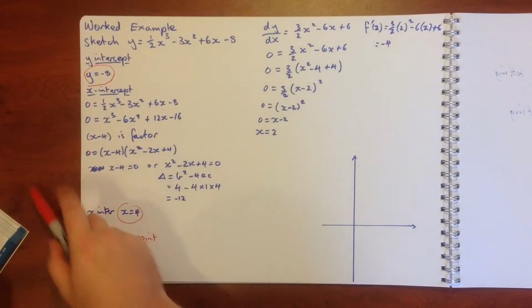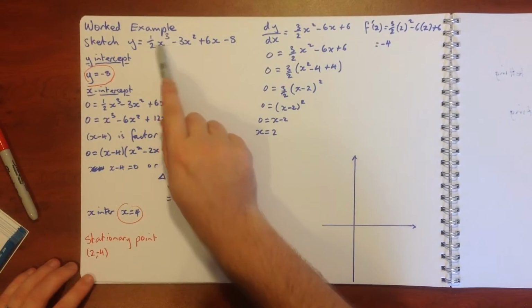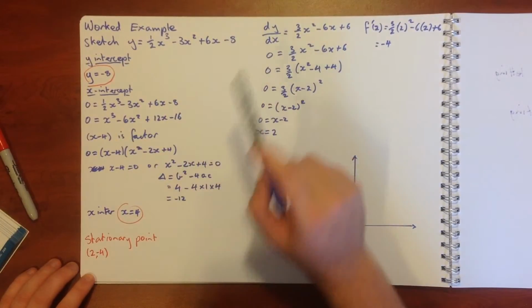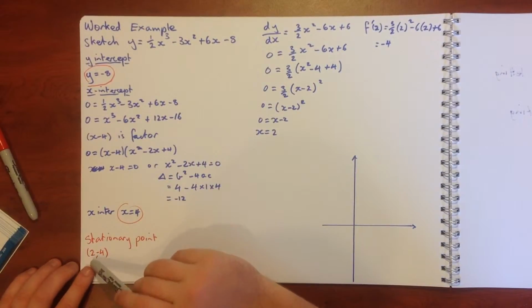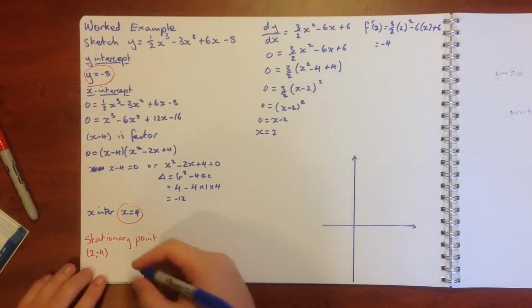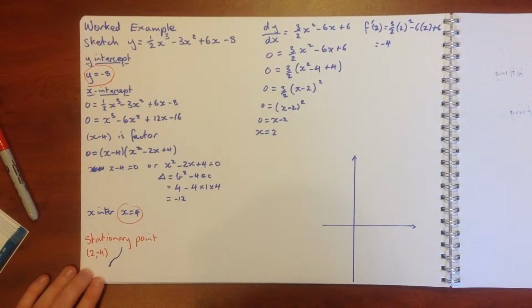Now at this stage though, you should be able to go, well, hang on, I know what the nature of my stationary point is going to be, because we are a cubic. We're a cubic that has one stationary point. It's positive. So we need to do a gradient table, but we should know that it's going to be a stationary point that is shaped like this, because it's positive and we know we've only got one.